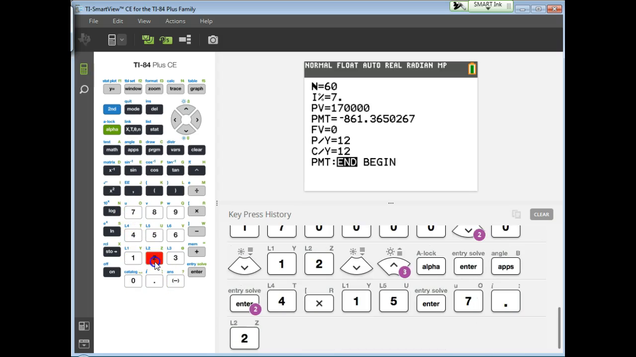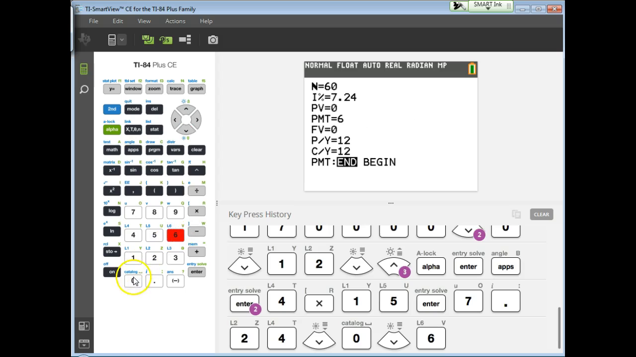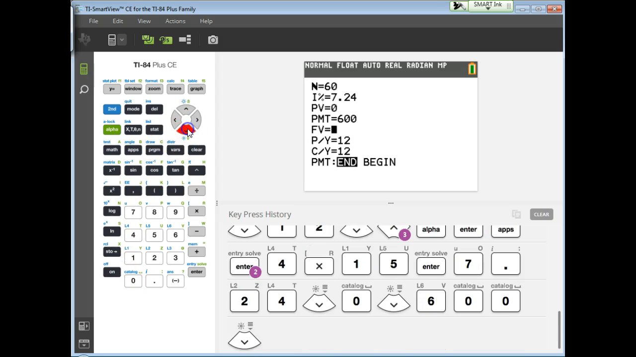7.24 for interest. Present value is nothing. We're paying $600 every month. And this is an overtype menu, so if you already have data in there, just overtype it. It'll delete it as you type. What's the rest of it? I forgot. Oh, 4. So future value, leave it alone for a minute.